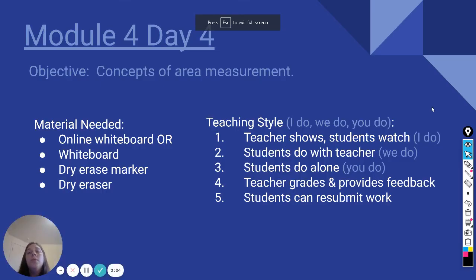Today we're doing Module 4, Day 4. The objective of today's lesson that we're going to continue working on is concepts of area measurement. The materials needed for today are your online whiteboard or your whiteboard, dry erase marker, and dry eraser. And we're going to follow the teaching style where I do it, we do it together, and you do it on your own.